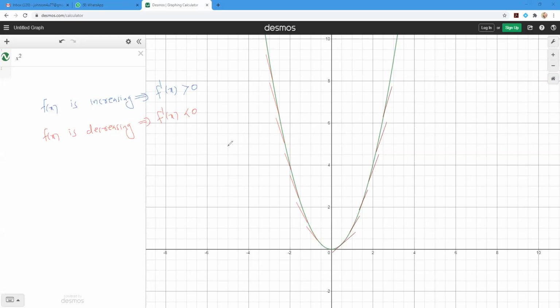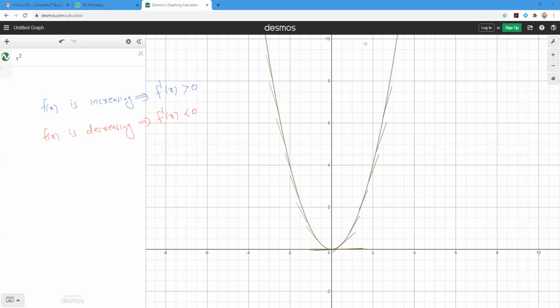Increasing function means derivative greater than 0. Decreasing function means derivative less than 0. And at the point 0, you can see that it is turning there. If you look at that particular point, the tangent is horizontal, so the slope is equal to 0.